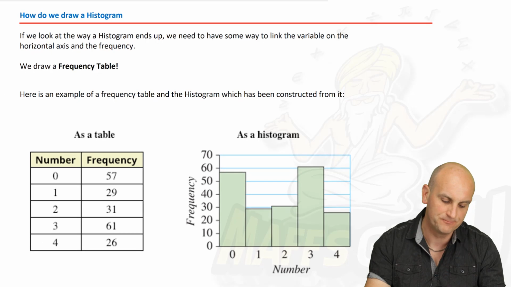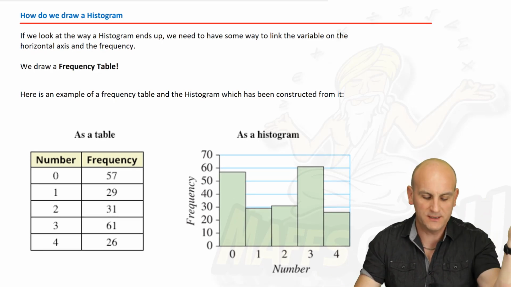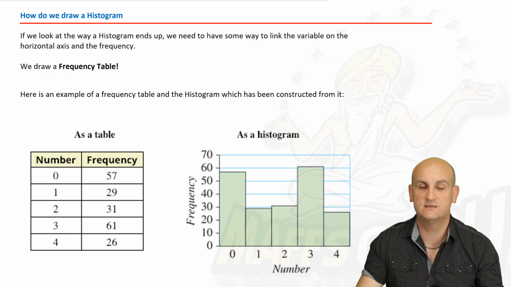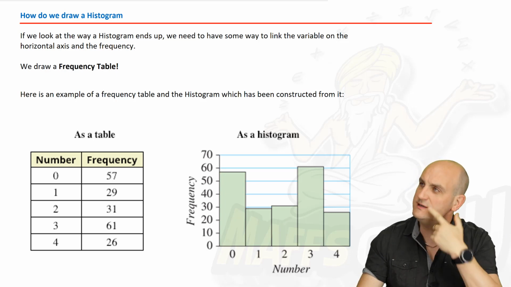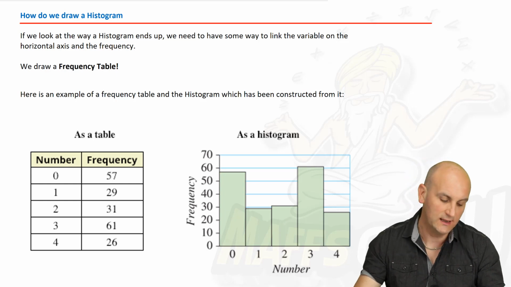So I suppose the question is, how do we draw a histogram? Well, here's an awesome example behind me because we draw them from a frequency table. What is a frequency table, MaffsGuru? It is a table what has frequencies. And there we go.